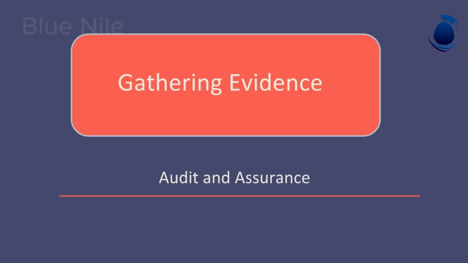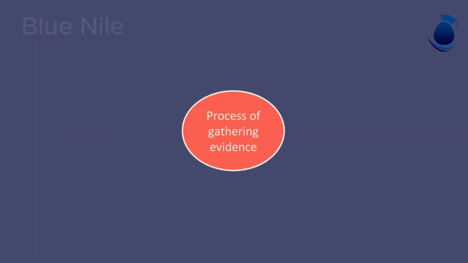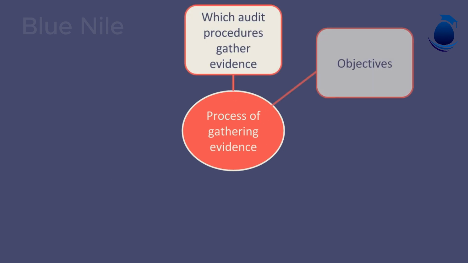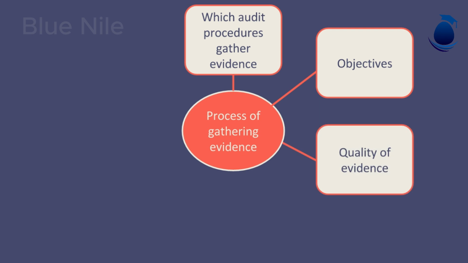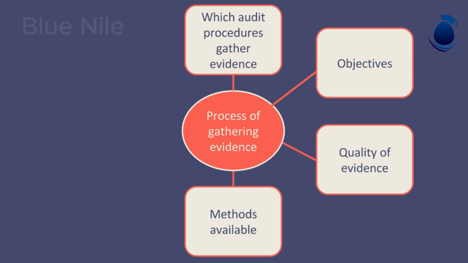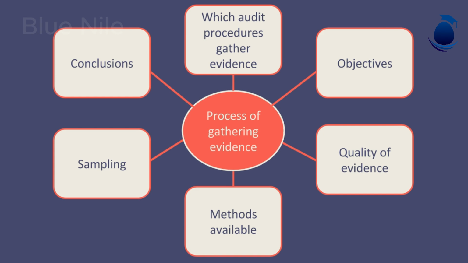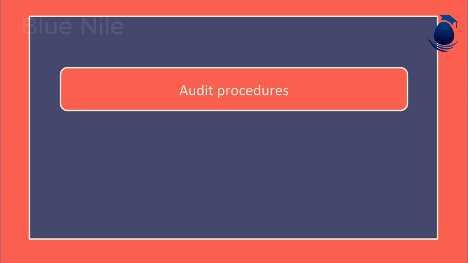This video is going to cover the area of gathering evidence. For us to understand the process of gathering evidence during the external audit assignment, we will need to cover which audit procedures gather evidence, the objectives, the quality of evidence required, the methods available, sampling, and conclusions made from the evidence obtained.